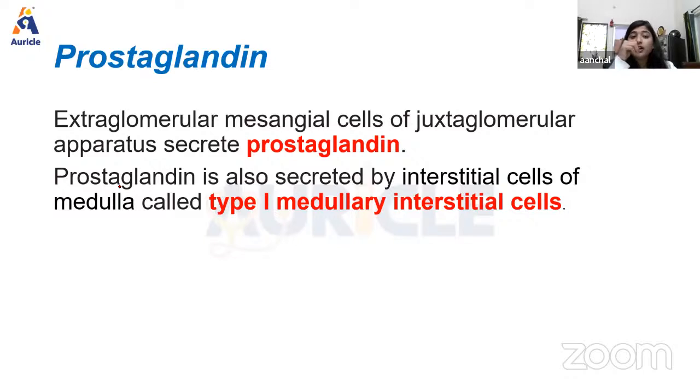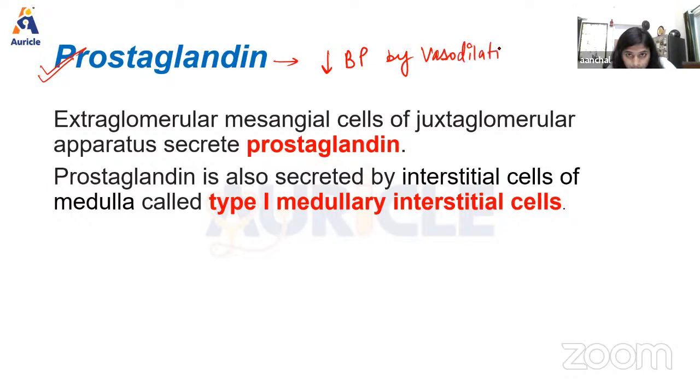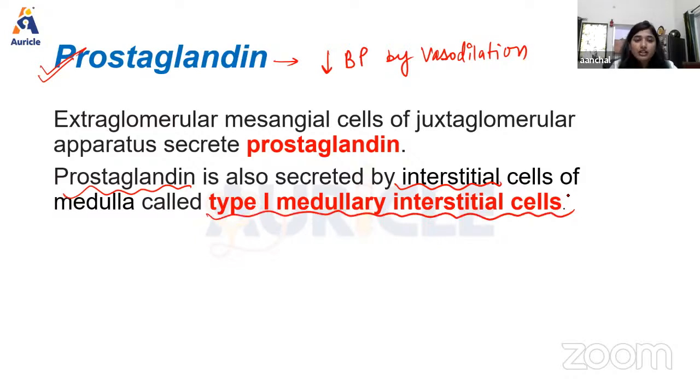Now, another thing we have is the role of prostaglandin, which is also secreted by the JG apparatus, right? Basically, the extraglomerular mesangial cells of the juxtaglomerular apparatus secrete this prostaglandin, okay? And this is responsible for decreasing BP by vasodilation, okay? And this prostaglandin is also secreted by interstitial cells of the medulla, known as type 1 medullary interstitial cells, right?